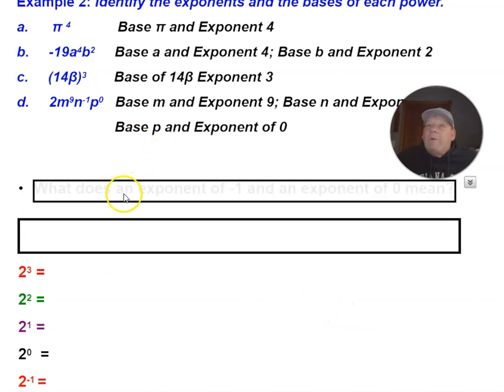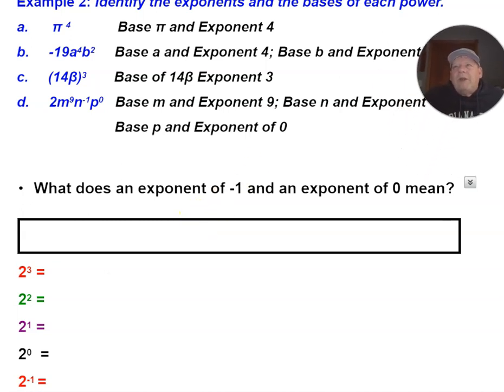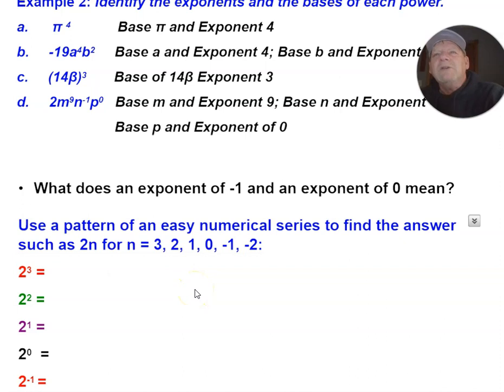So this is very important and we need to discuss it. So what do they mean? Well, it's pretty obvious that we need to develop it. So let's look at a pattern and try to figure it out. So we can use a pattern of 2 raised to the power of n.